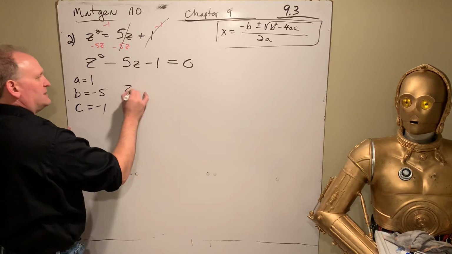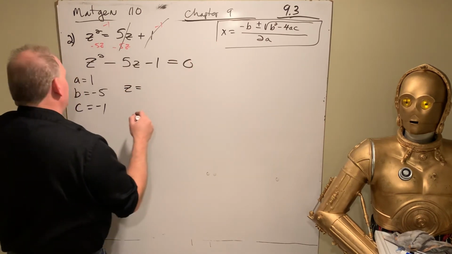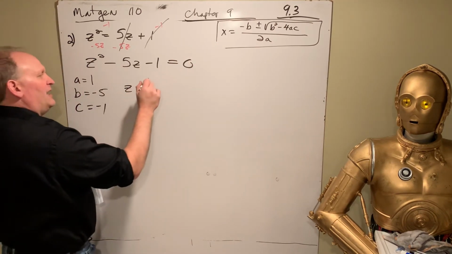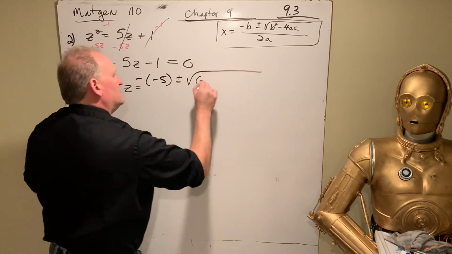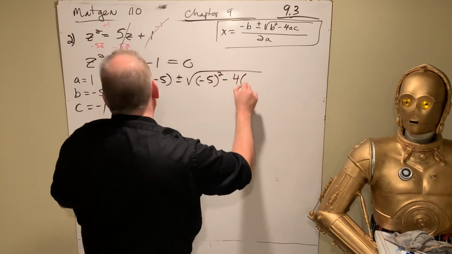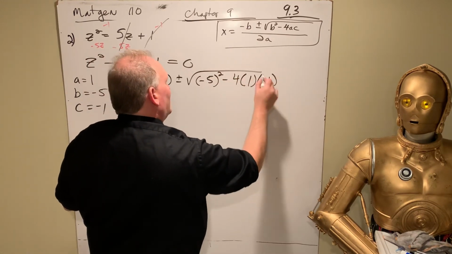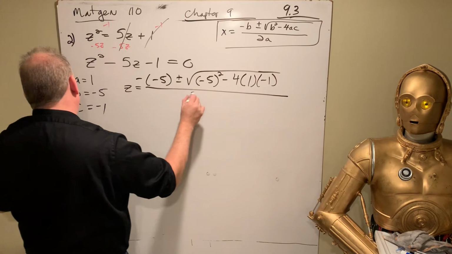And this is going to be z equals, instead of x, because it's a z. And so the opposite, -5 plus or minus the square root of -5 squared minus 4 times a times c. After you do this enough times, you get really good at it. You get a little faster.